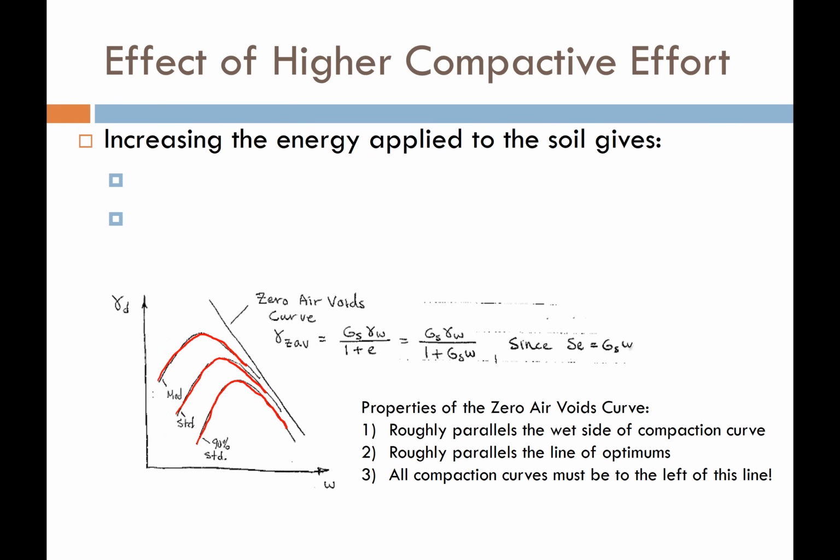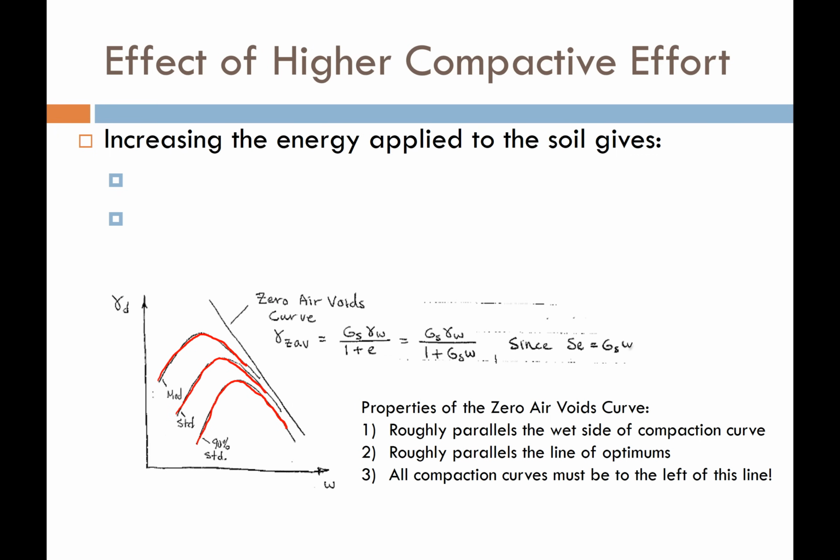The lower curve, say that it's enough energy to be 90% of the standard Proctor. So what would that be? Roughly 370 foot-pounds of energy per test. And then this middle curve is the energy from a standard Proctor test, and this upper curve is the energy from a modified Proctor test.